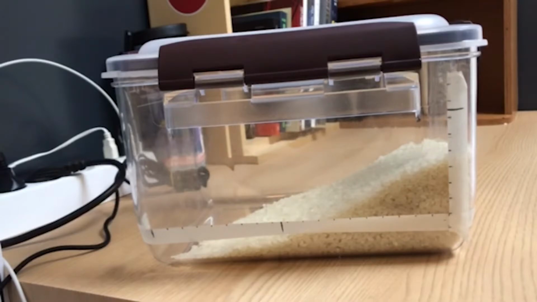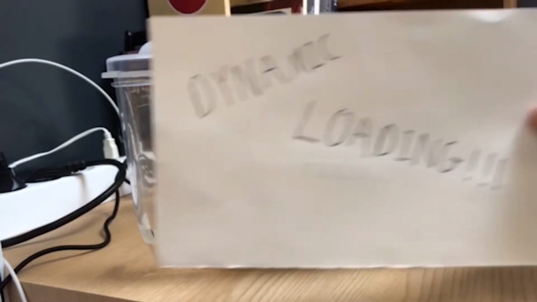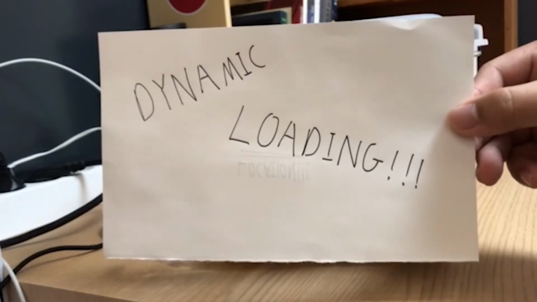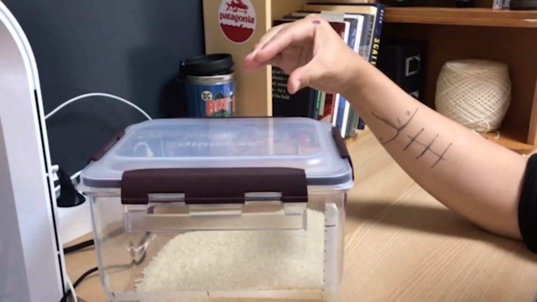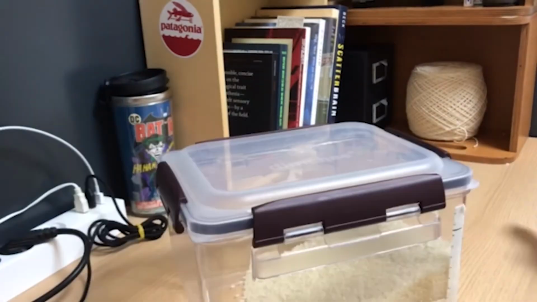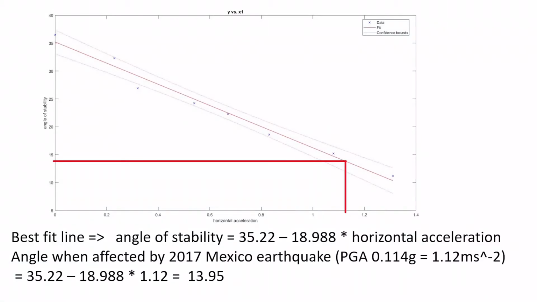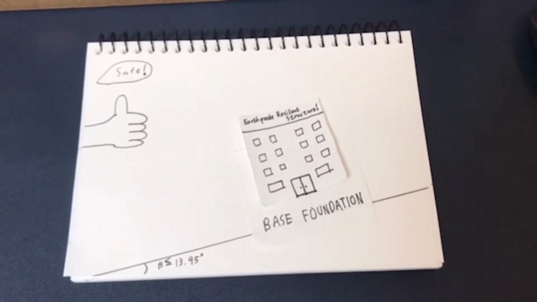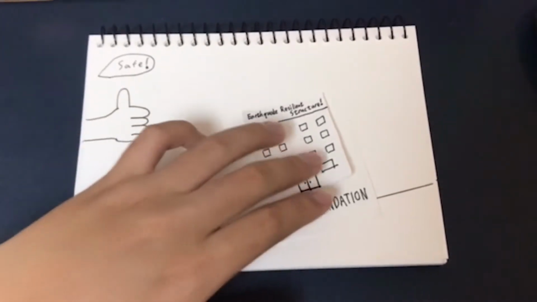With this box of rice, which is granular, I will simulate what happens to a slope made of granular soil under dynamic loading. Now, by using the data measured, I created this graph, which shows us that the original slope would have been deformed to 13.95 degrees in the 2017 earthquake. Now, we can assume here that if the slope has an angle less than that, it will be safe.